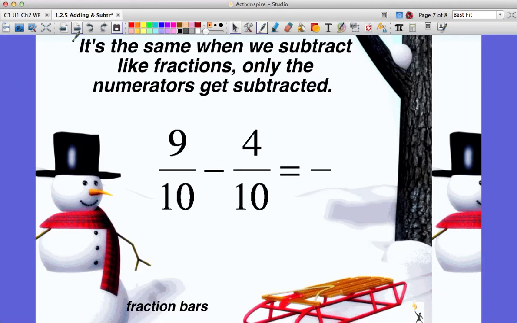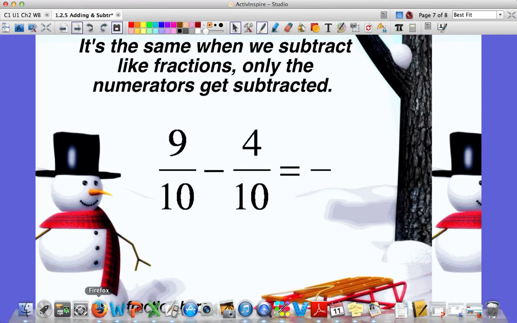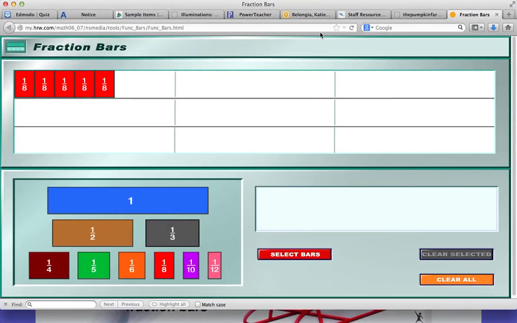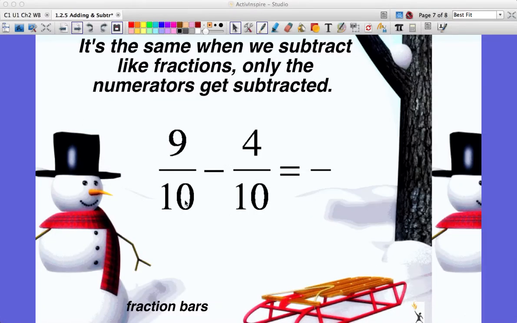It's the same when we subtract like fractions. Only the numerators get subtracted. The reason this works is because the fraction pieces are the same size. If we had done something like 1/8 minus 1/2, it wouldn't work because the pieces are not the same size. If you look at it this way, just one of each, your pieces have to be the same size in order to add and subtract them. And you know they're the same size if you have the same denominator.